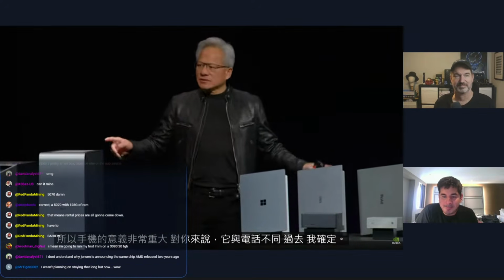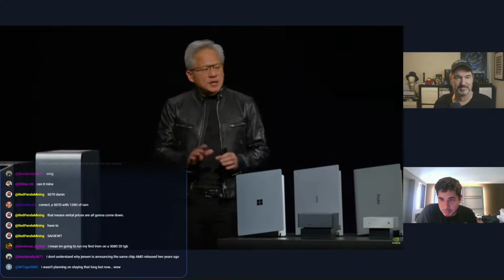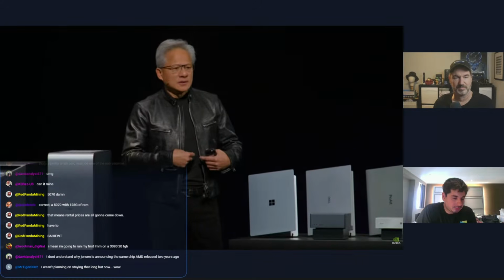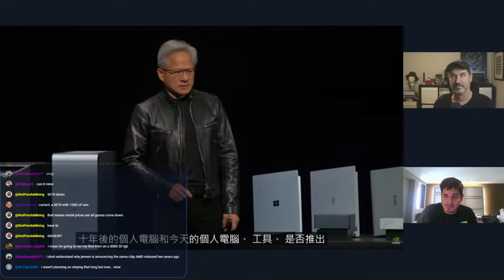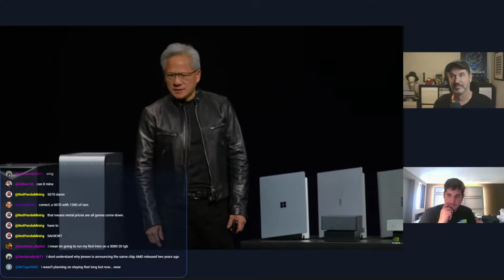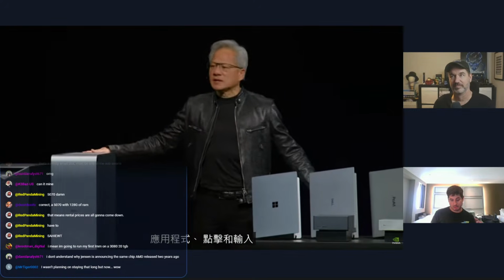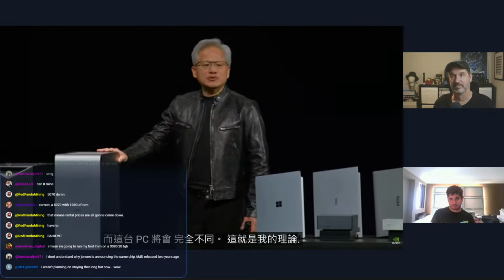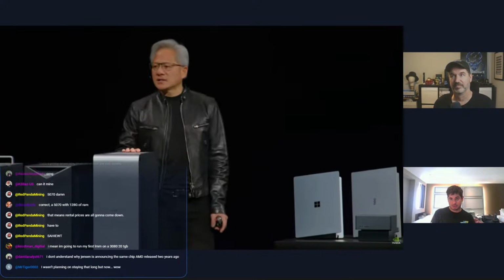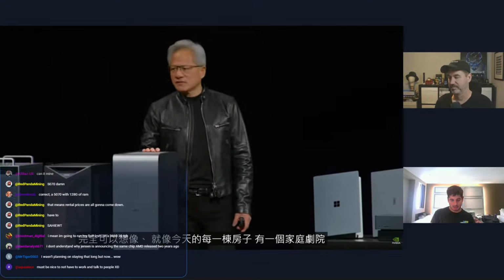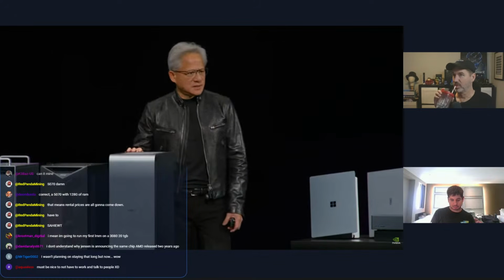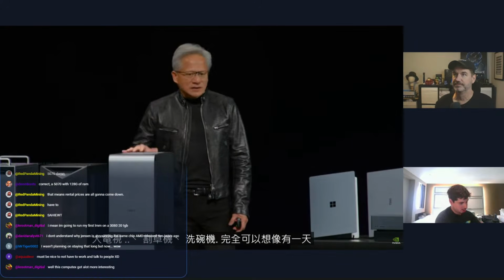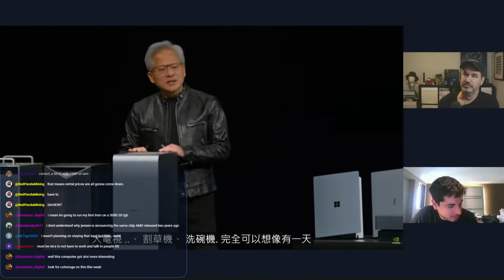I am certain that 10 years from now, the PC that you think about today, a tool where you launch applications, click and type, is going to be completely different. Here's my theory. I can totally imagine, just as every house today has a home theater, big TVs, lawnmowers, dishwashers, that someday there's actually an AI supercomputer in your house.